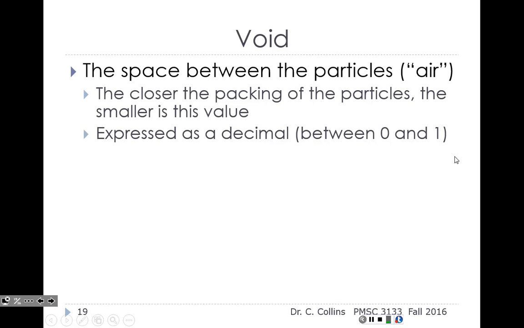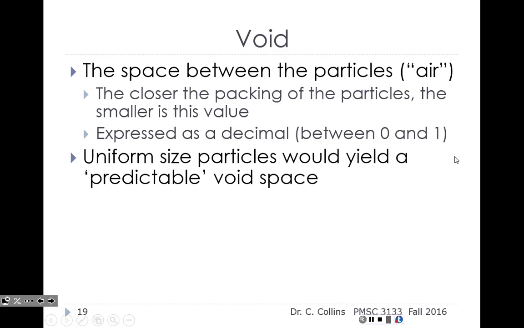So the closer the packing, the smaller this value. This is expressed as a decimal somewhere between 0 and 1. Uniform sized particles would have a predictable void space. So this would be one with a more narrow particle size distribution. The wider the particle size distribution, the less predictable this void space would be.